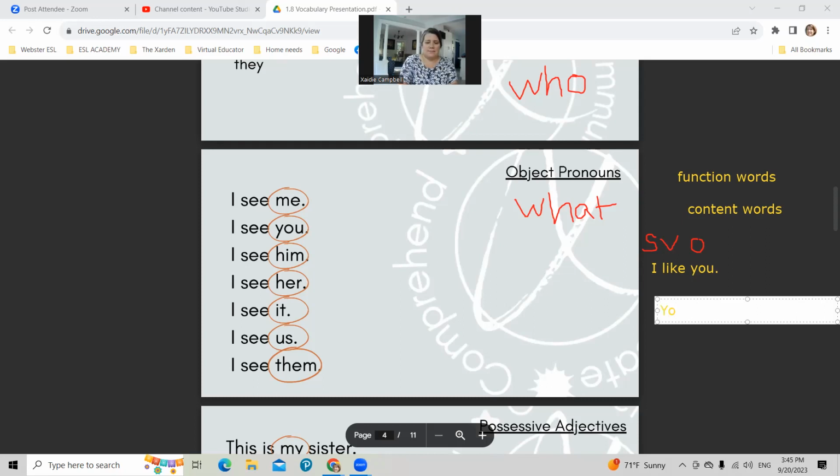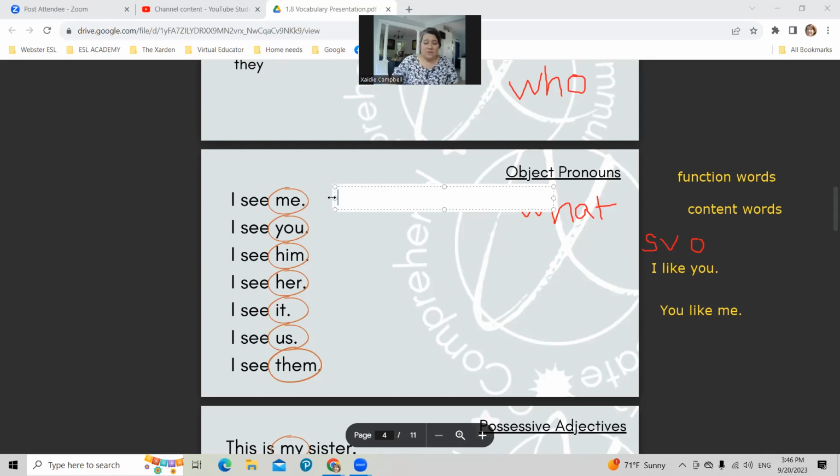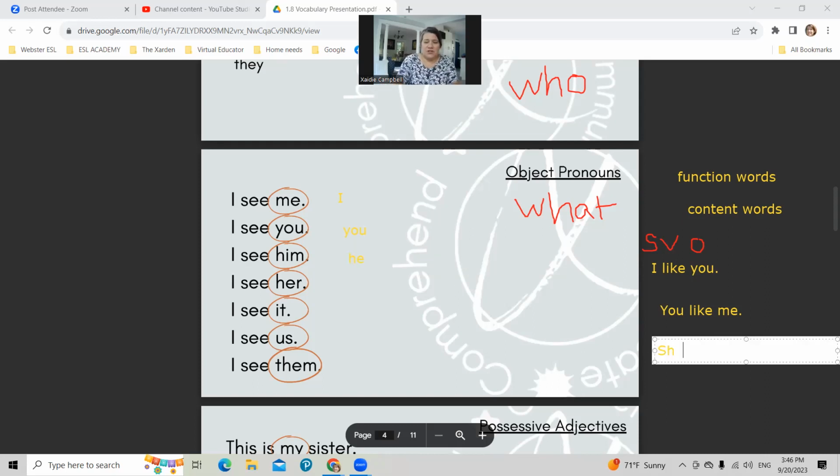You like me. Okay. I like you. You like me. Me is the object pronoun for I. So this one's the object pronoun for I. You, it's the same for you. He, she likes him. She likes him.